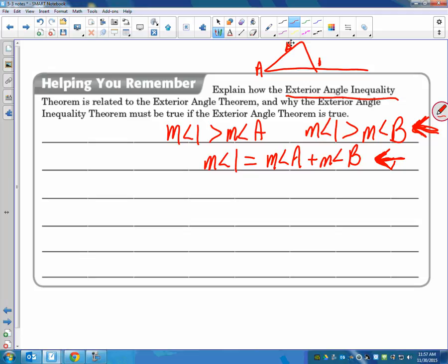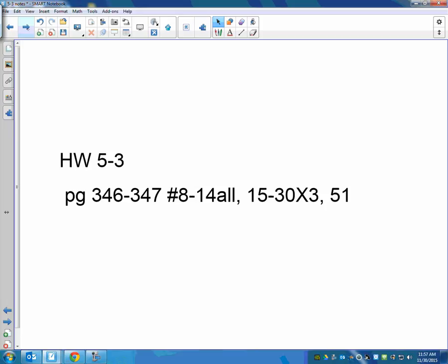Prove it. I'm not going to write that. You must write it. So here is your homework. Homework 5.3.